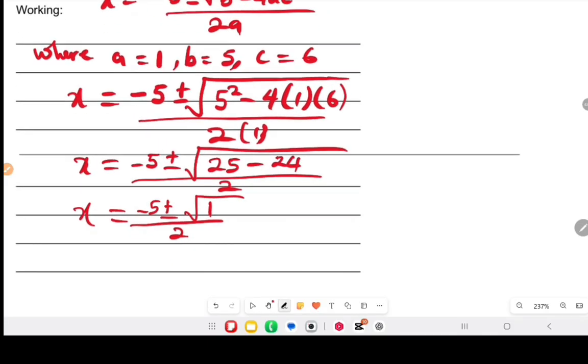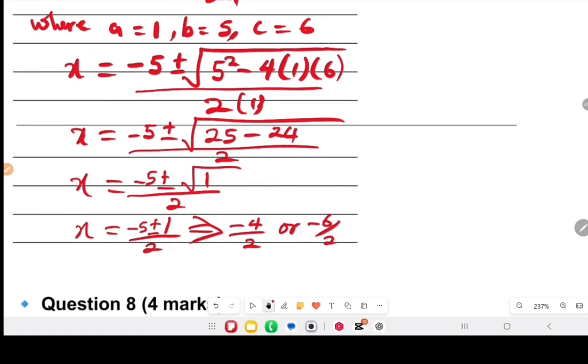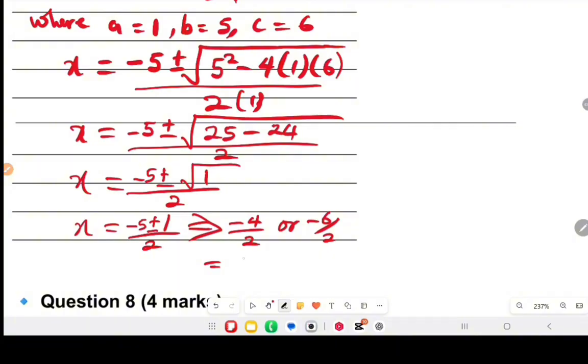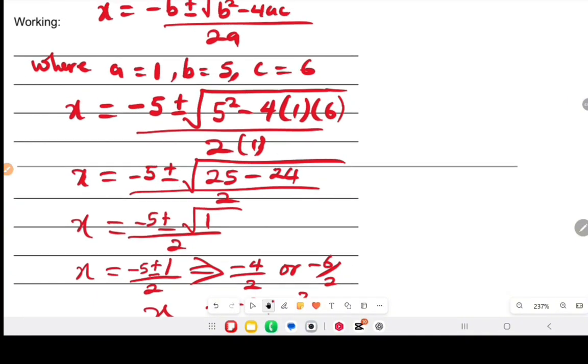If we move further, we have x equal to minus 5 plus or minus square root of 1 is 1, all over 2. This will give us minus 5 plus 1 gives us minus 4, all over 2, or minus 5 minus 1 gives us minus 6, all over 2. Then our final answer will be minus 4 divided by 2 gives us minus 2, comma, minus 6 divided by 2 gives us minus 3, which is x as the answer. Then if we don't want to use this method, we can use factorization method.